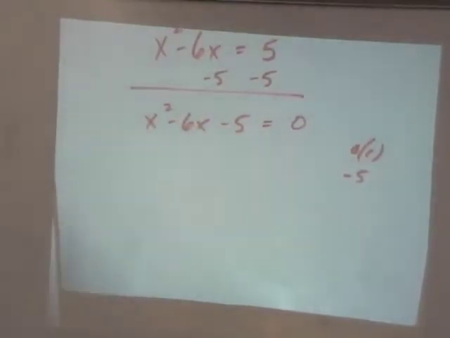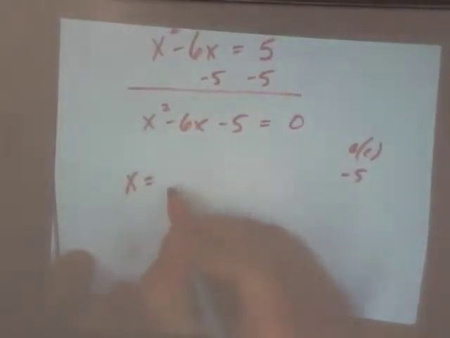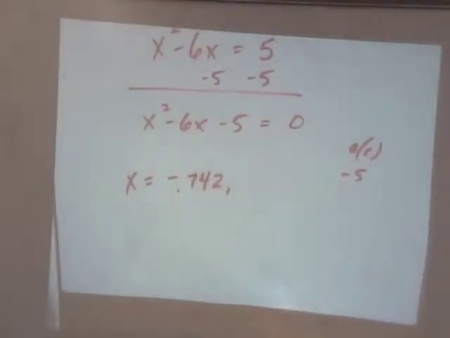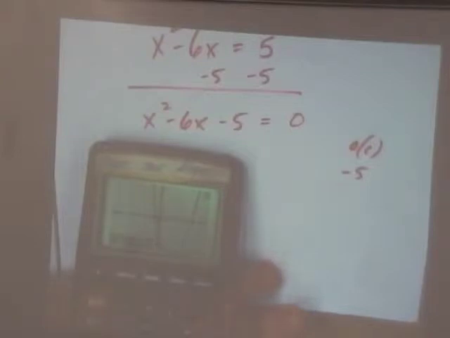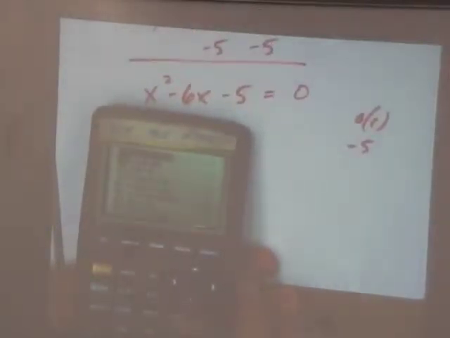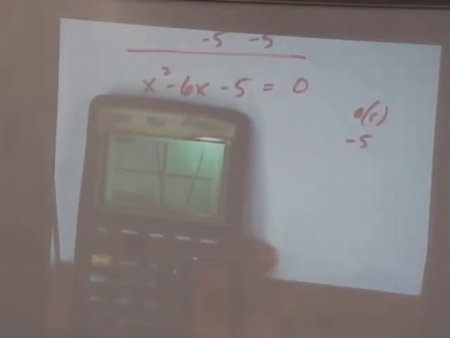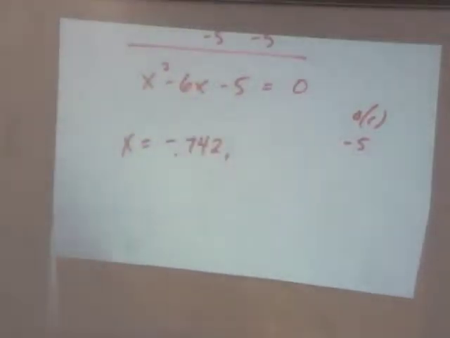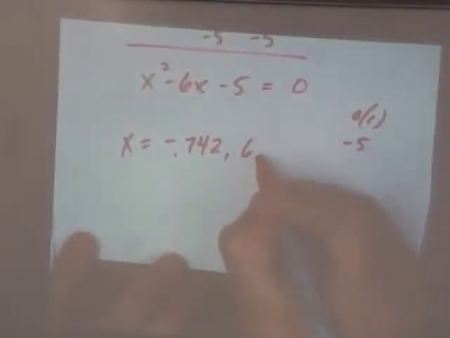So that's my first answer. X equals negative 0.742. And do it again. Second calculate. Intersect. Move the cursor close to the other intersection point. And hit enter 3 times. 0.742.